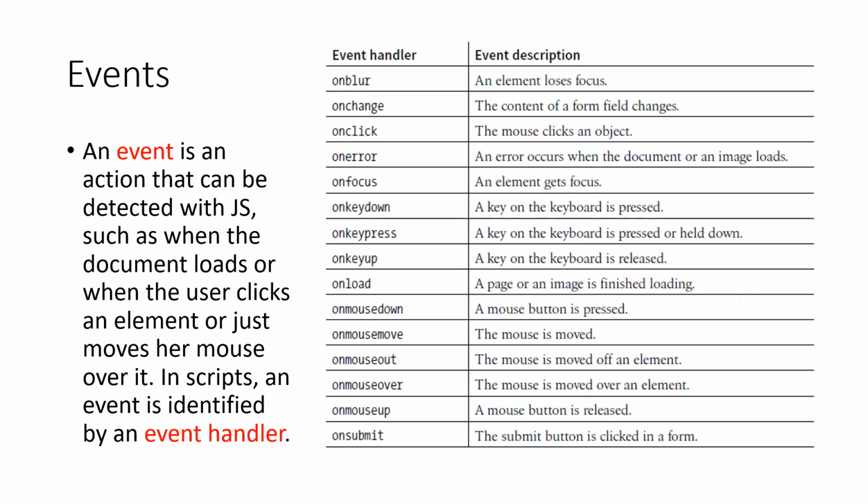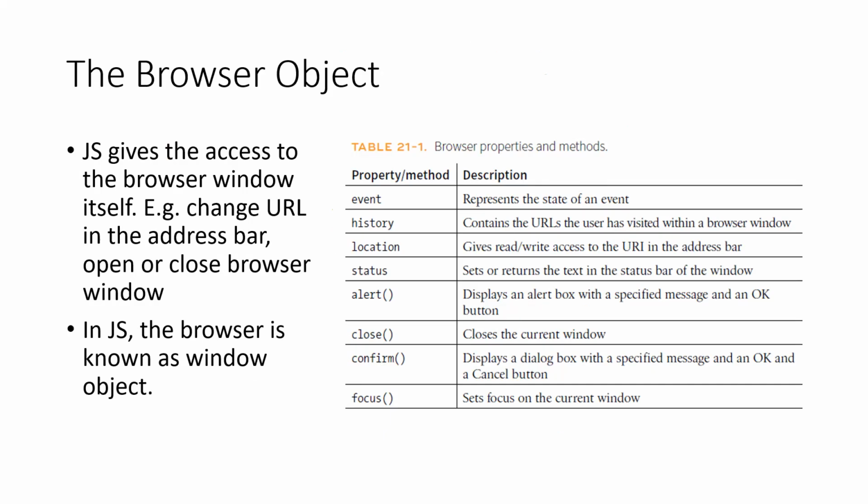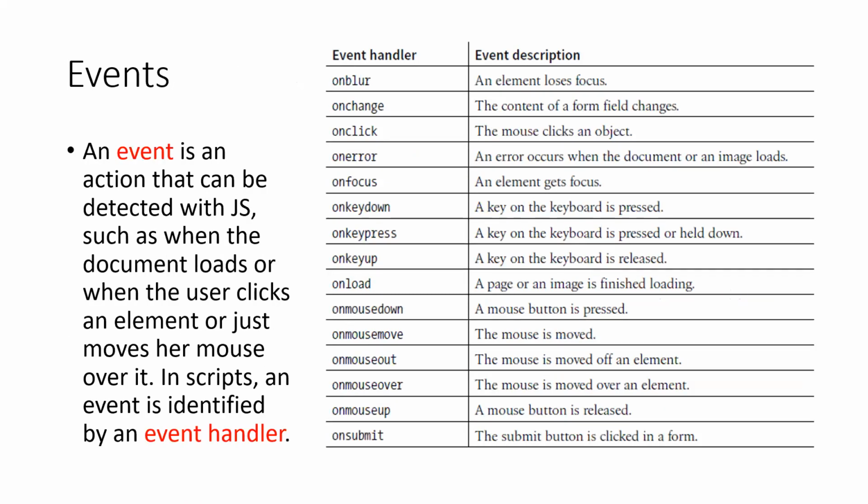Then the next one is event handlers, which depend on different events. We talk about what events are. An event is some kind of action, for example when you click on something or move the mouse over something, right? This event should be identified. To identify the event, you have to have something called an event handler, right? For example, one event handler is onblur, which means when an element loses focus, you go from one element to another.